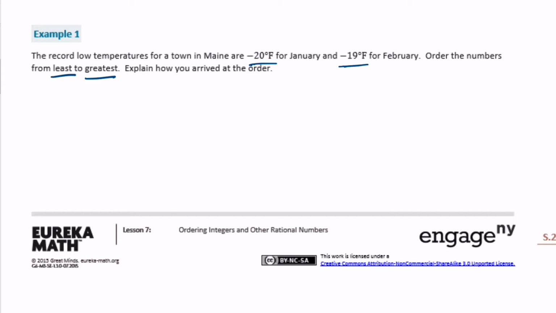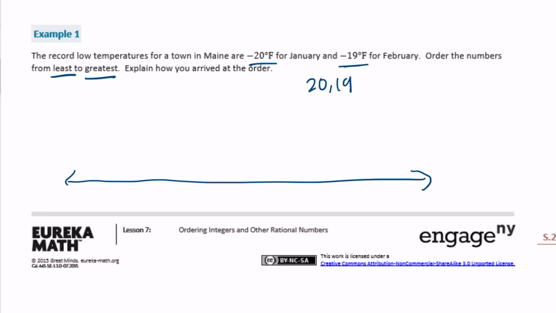And if we had, for example, 20 and 19, and we wanted to order those from least to greatest, we would say, okay, 19 and 20. But on a number line, if we have 0, here we would have 19, 20, a bunch of stuff in between. Then we would have, if we started labeling, -19, -20.